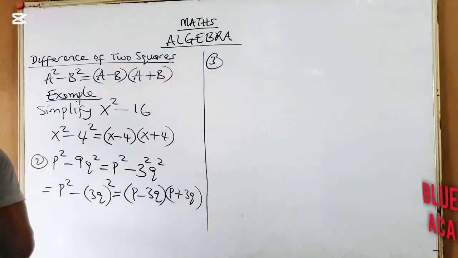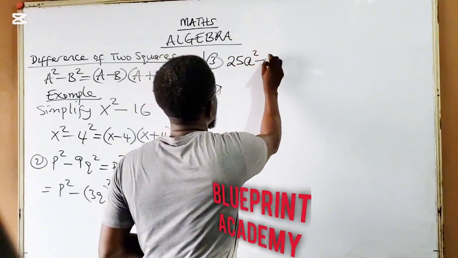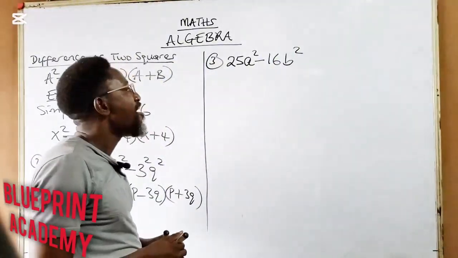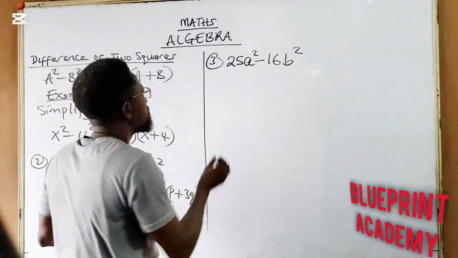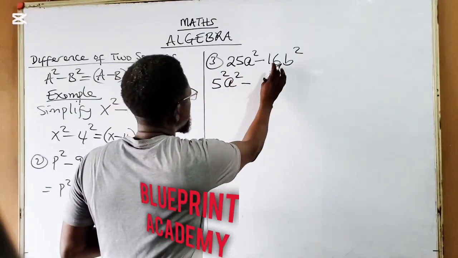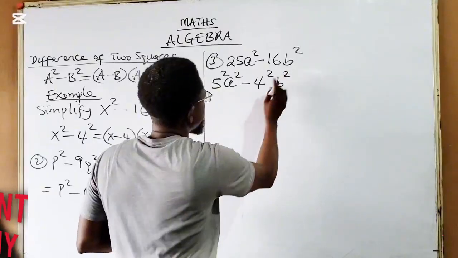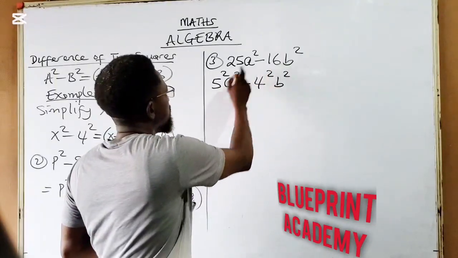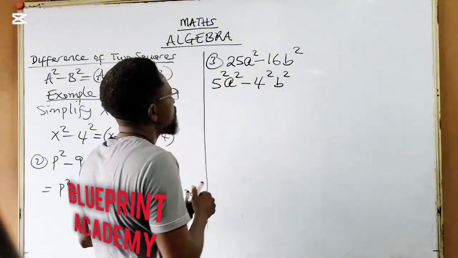If you have 25a squared minus 16b squared, it's still the same format. All I need to do is to write this one to have squares. 25 is the same thing as 5 to the power 2. So I have a squared minus 16 is 4 raised to the power 2. Then we have b squared. 4 raised to the power 2, which means 4 times 4. 4 times 4 will give us 16. 5 raised to the power 2, that is 5 times 5. 5 times 5 is 25.